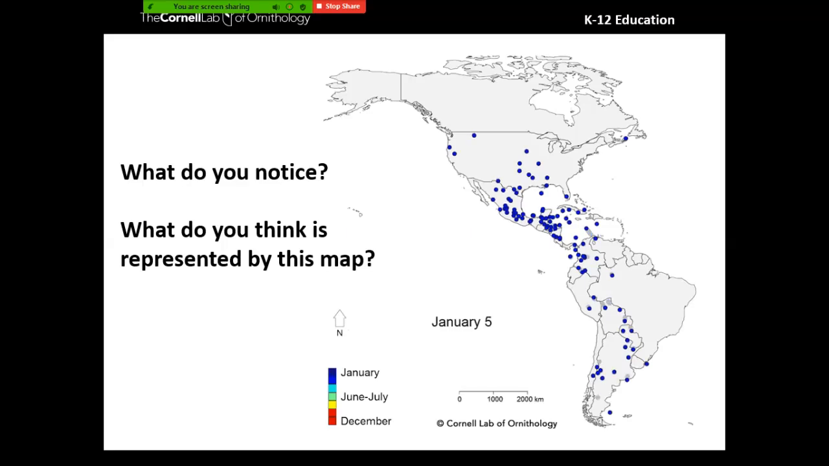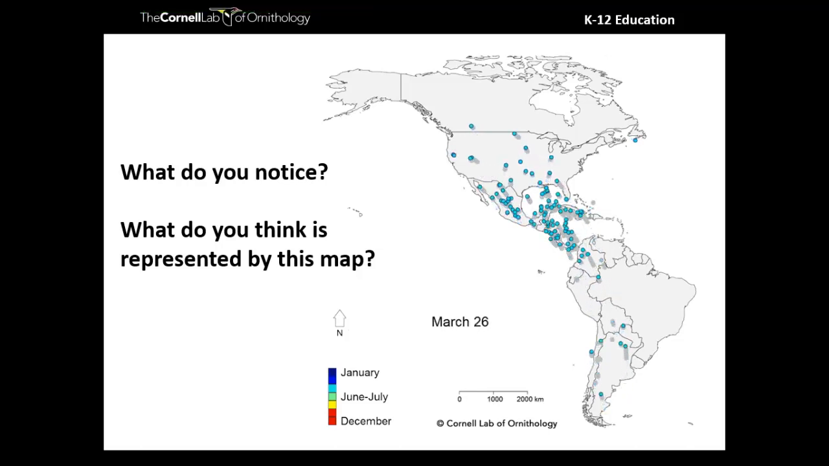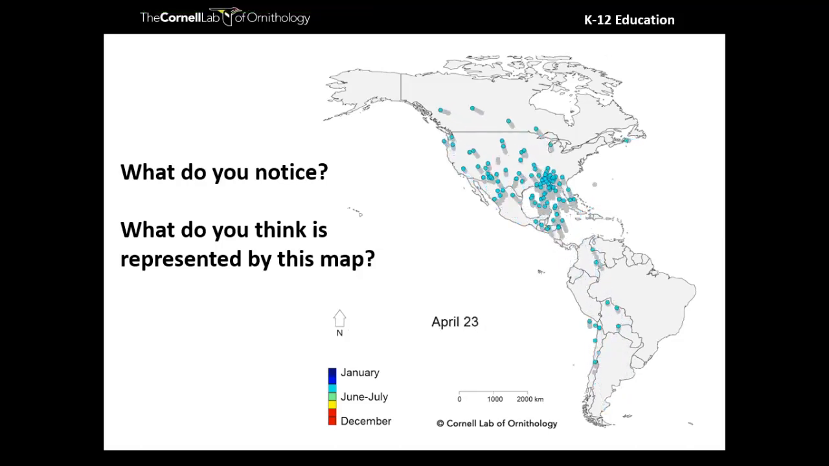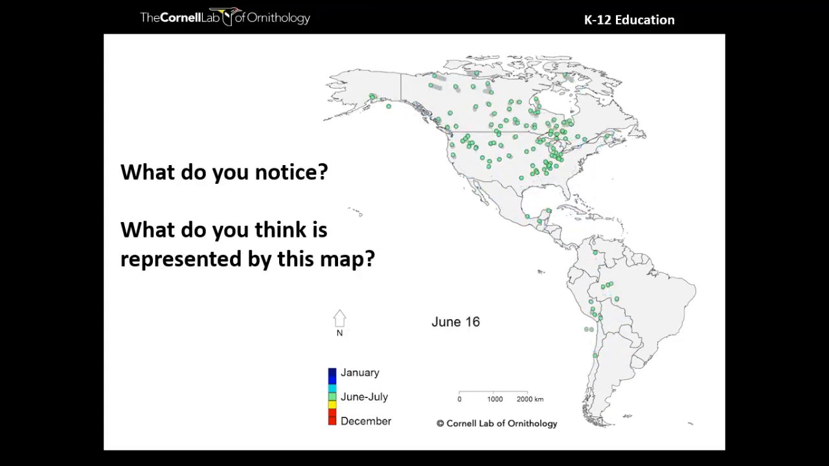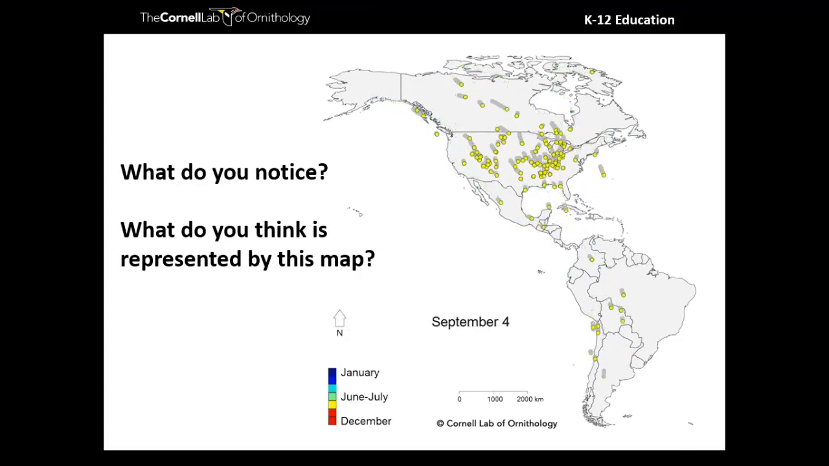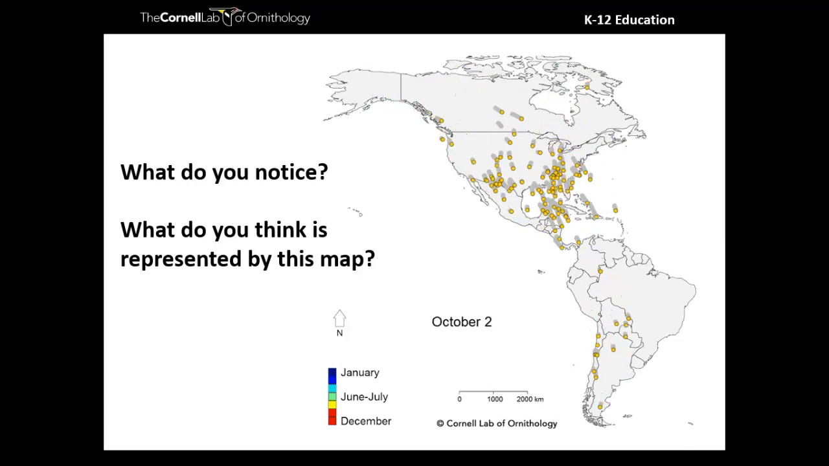So this is something that has come out of eBird data that has been put through an analysis process. And I want you to just take a moment to watch it through a cycle or two and think about what you're noticing and what you think this map might represent, and share those thoughts in the chat window.